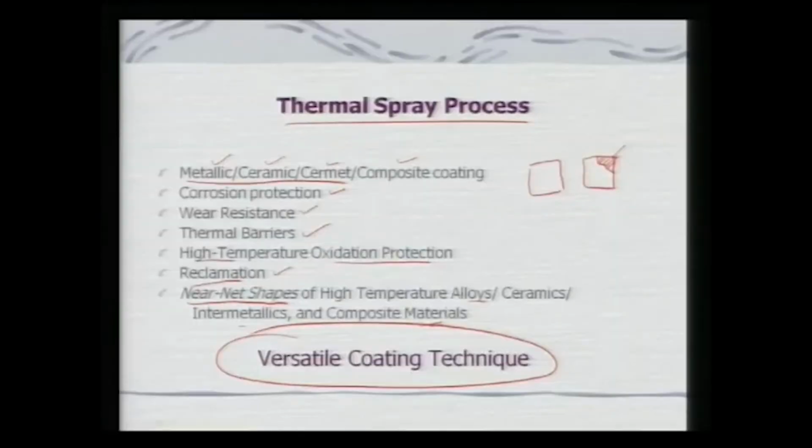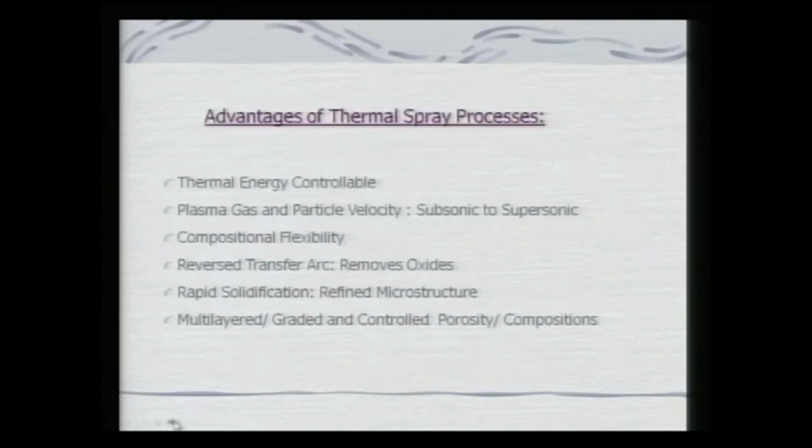We can see the thermal spray process can deposit metallic, ceramic, cermet or composite coatings, very well utilized for corrosion, wear, thermal or even high temperature oxidation. It's very well utilized for reclamation because of its high deposition rate, and it can also produce near net shapes of high temperature alloys, ceramics, intermetallics or even composite materials.